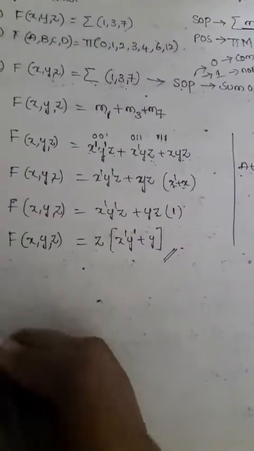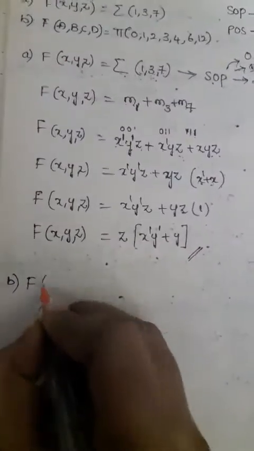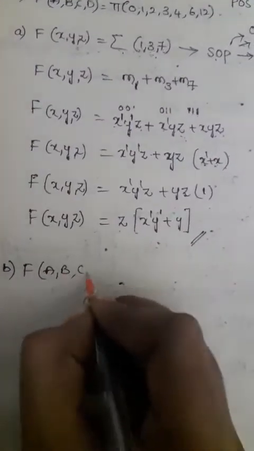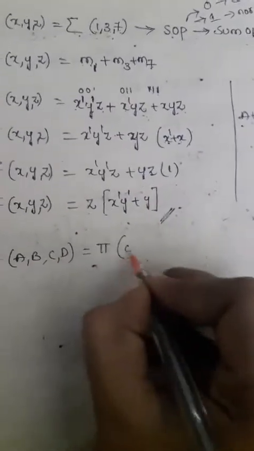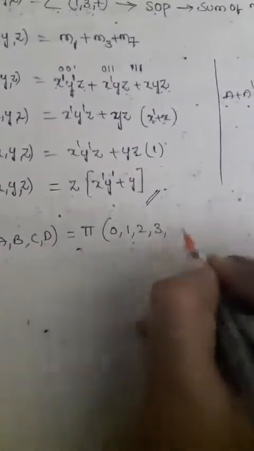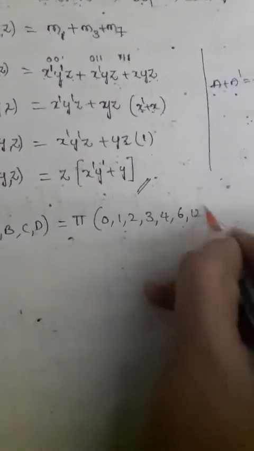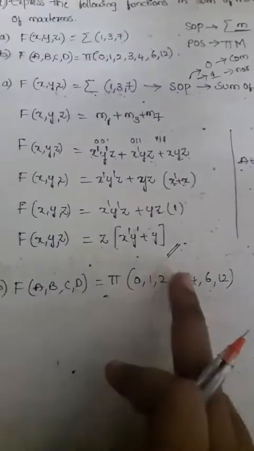So now coming to the second function, that is f of a comma b comma c comma d. That means we have 4 variables. Pi of 0 1 2 3 4 6 and 12. Okay, so here first check: is it in POS or SOP?